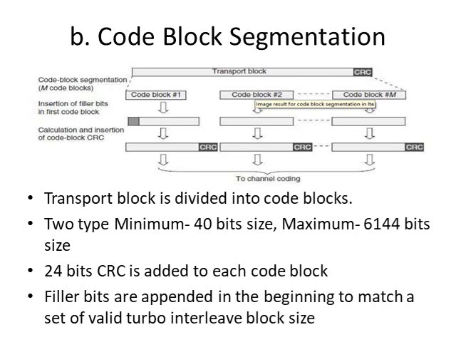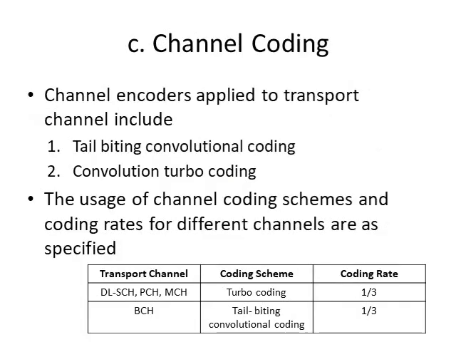Apart from that, filler bits are also appended in the beginning. Now, why are these filler bits appended? Filler bits are appended to match the set of valid turbo interleaving block sizes. So we need to match the turbo block size, and for that, filler bits are added at the beginning of the code block. Finally, as an output from code block segmentation, we get a set of bits which has the code block, CRC and filler bits.